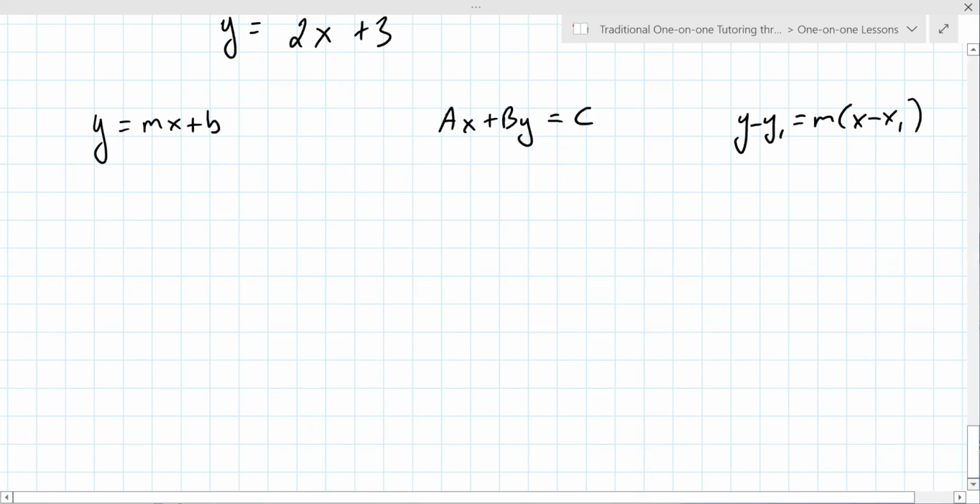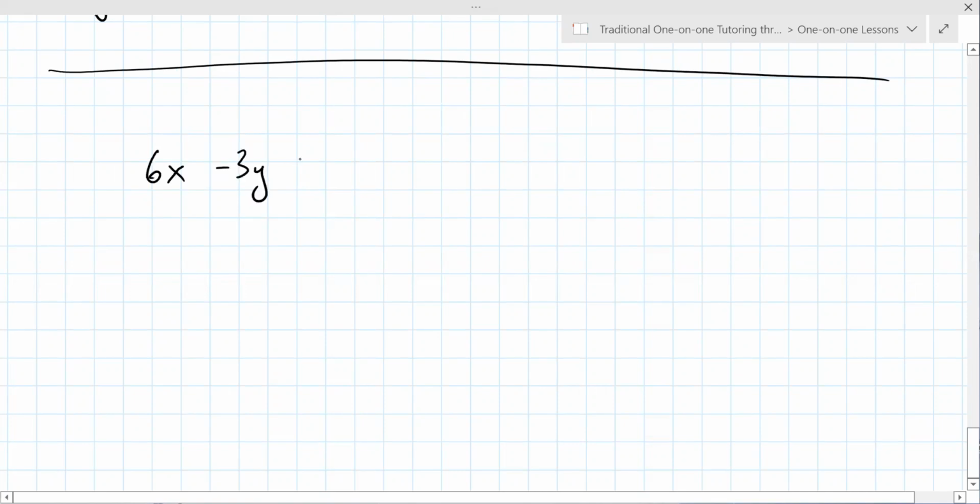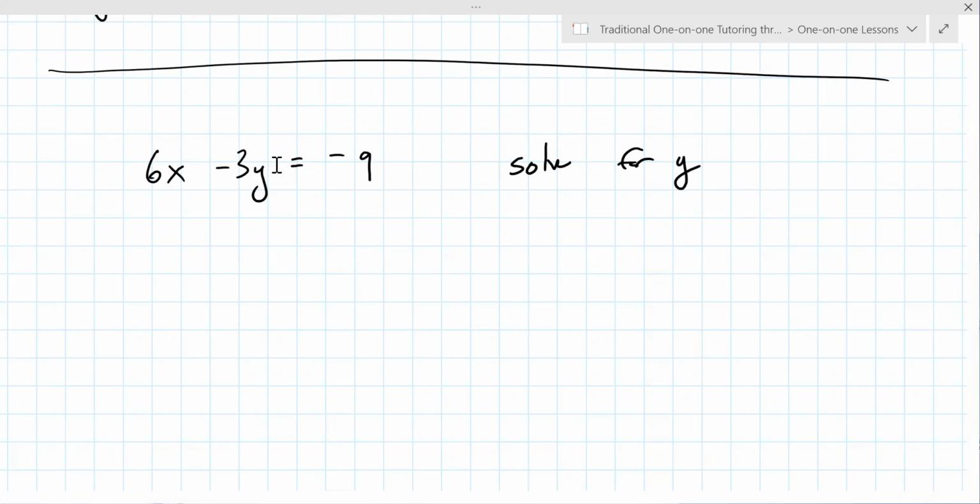Okay, let's do another one of these standard form problems like we just did. Let's go 6x minus 3y equals -9. Okay, and I want you to solve for y. So this is almost identical to the problem we just did, just different numbers, same steps. Gotcha. Would you like us to work through this together, or do you want to try it on your own? I'll try it. Yeah, let's try it. Okay.